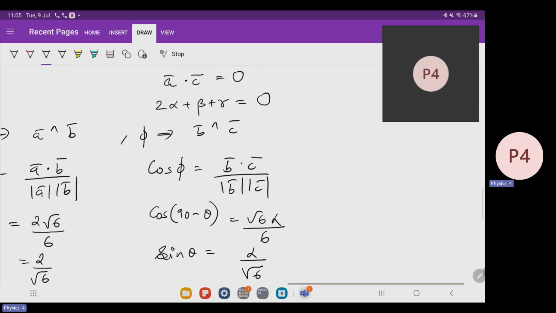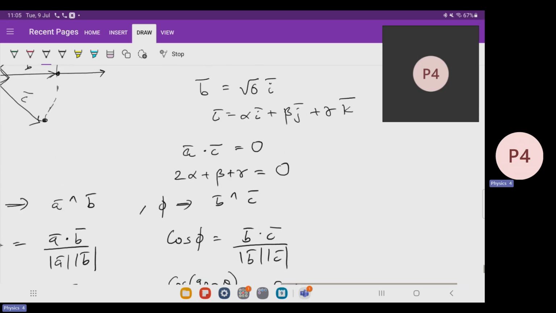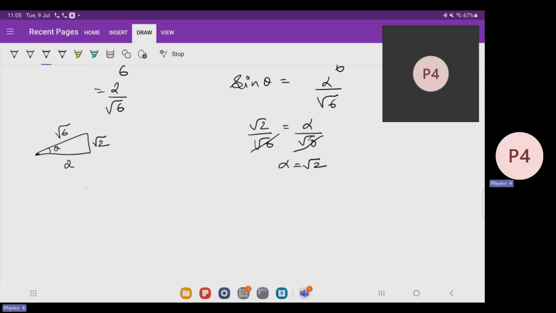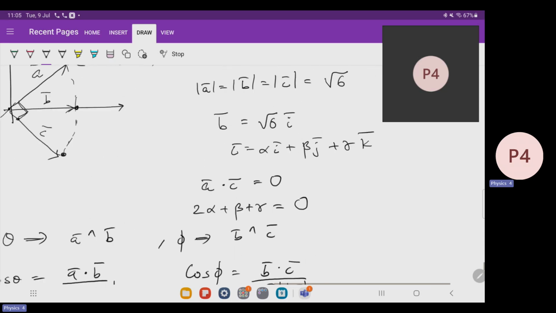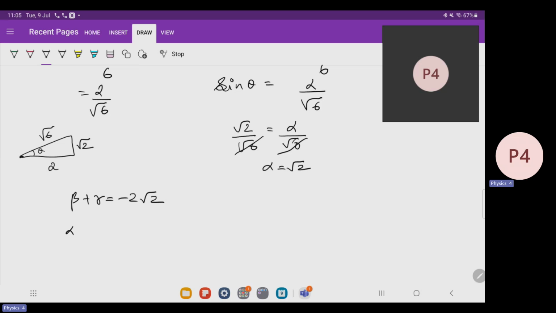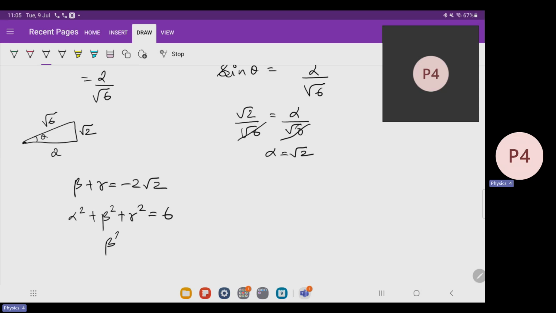Now what equations do we have? We have 2 alpha plus beta plus gamma equal to 0. So alpha plus beta plus gamma will be minus 2 alpha, that is minus 2 root 2. And we have the magnitude of B is root 6, we know. Therefore, alpha square plus beta square plus gamma square is 6. Now alpha square is 2, so beta square plus gamma square is 4.